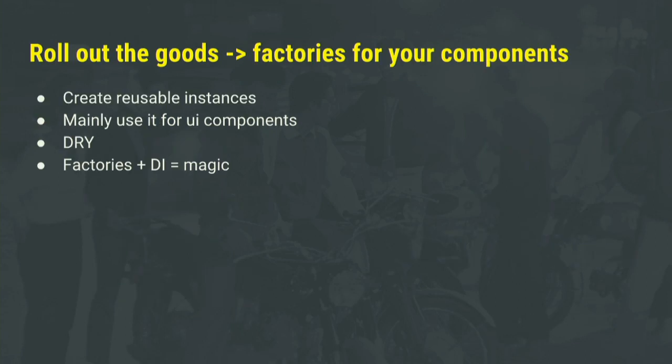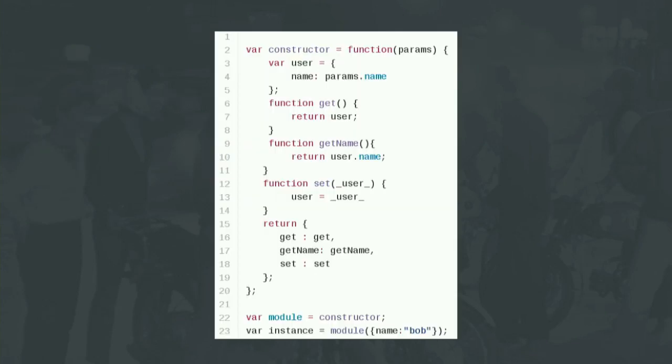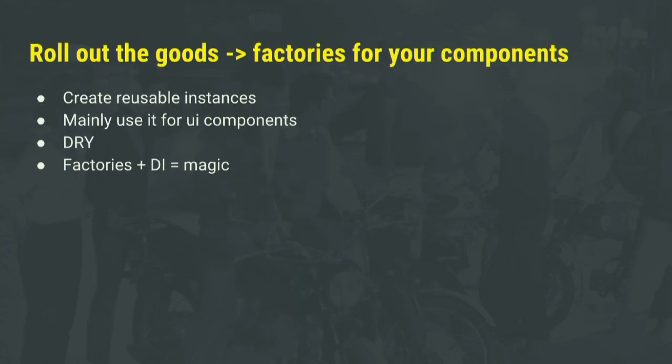Okay, factories. So we have modules, we have dependency injection, and we have magic, because we have a factory. What does it mean? This is mainly for UI components. Like I said, you have the dependency injection, the params at the top. You have whatever thing you're going to do, and it just returns an object. So what you can do is create an instance. You have reusable components. You have magic. And it's also very DRY.